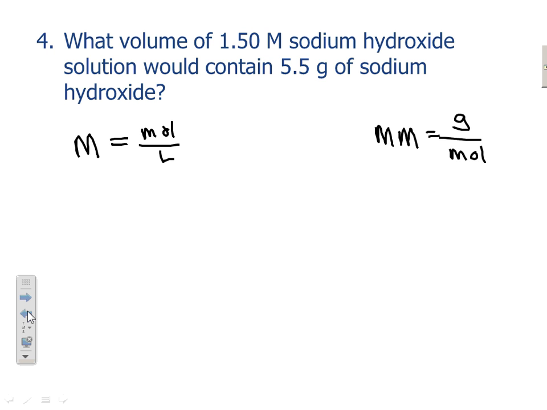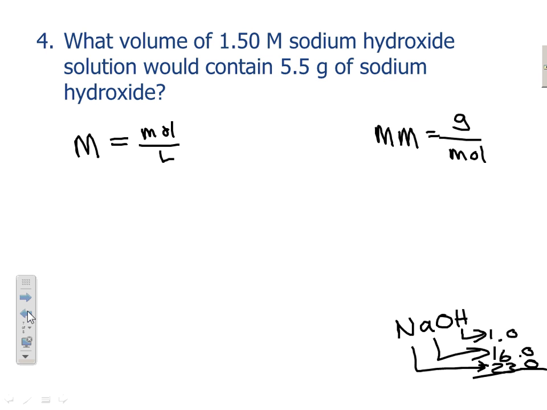I need sodium hydroxide. Does somebody have a formula for sodium hydroxide? Yeah, NaOH. It's 1 and 1. Remember, hydroxide's on the back. It's 1 and 1. NaOH: 1, 16, 23, and that is a nice one. That's 40.